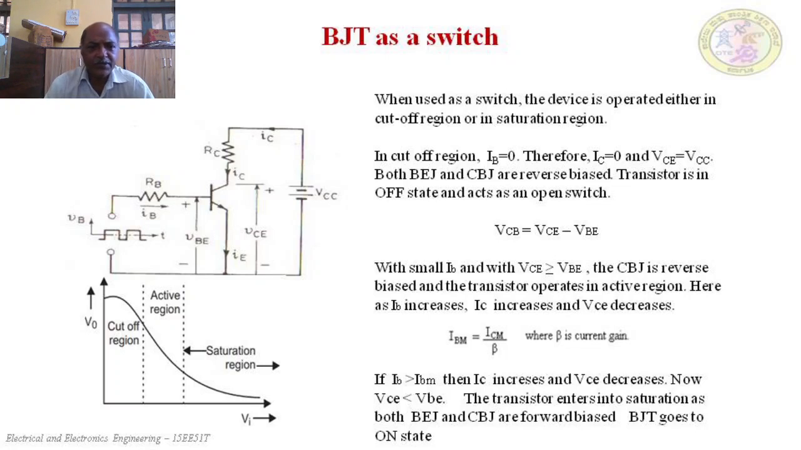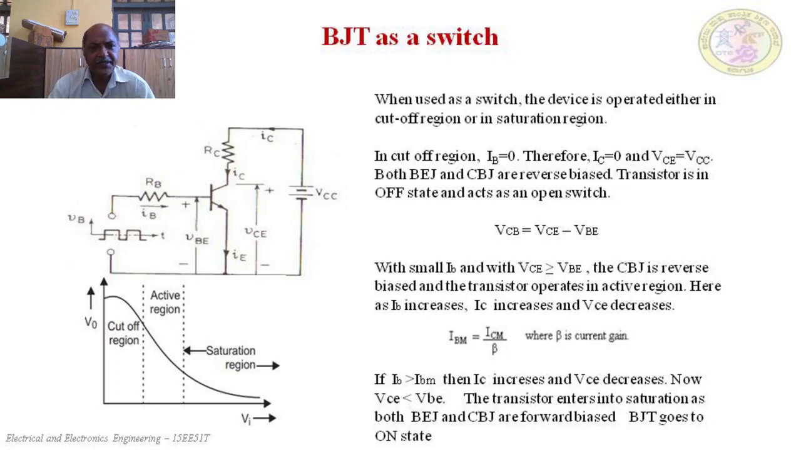In the circuit shown, there are two loops, the base emitter loop and the collector emitter loop. In the base emitter loop, the input signal, a controlling signal, is applied in series with a resistor, and in the collector emitter loop there is one supply VCC along with a current limiting resistance RC, which will act like a load resistance.